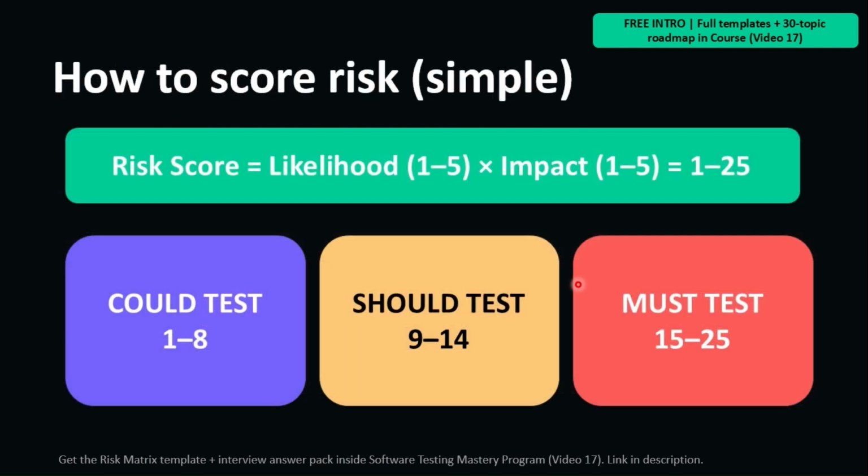To make this practical, we score risk: likelihood from 1 to 5, impact from 1 to 5. We multiply both. A low score means could test, a medium score means should test, and a high score means must test first. This gives a structure to your decisions.